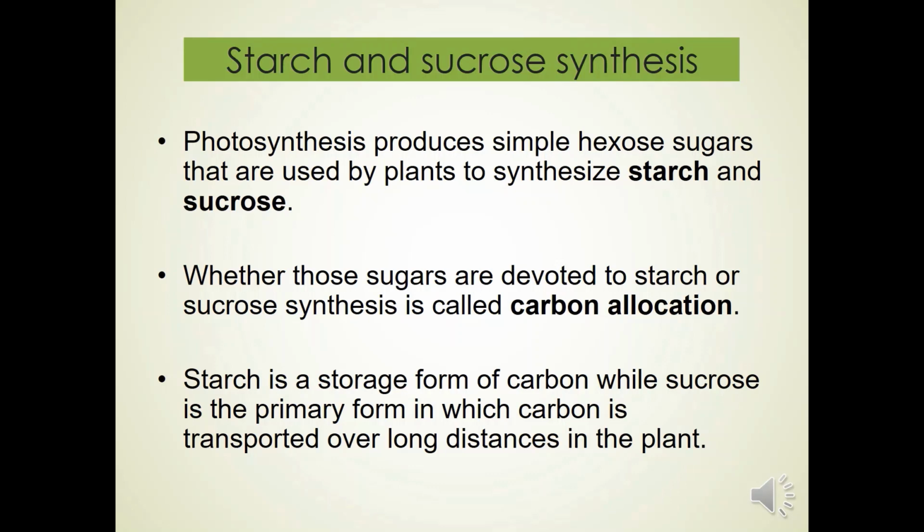We call this process carbon allocation. That sugar consists of many carbons, so this carbon will be allocated to become sucrose or become starch. Then you need to know also that starch is a storage form of carbon. And for sucrose, you can say that sucrose is the primary form in which carbon is transported over long distance in the plant. So starch is the storage form of carbon that gives storage energy to the plant.